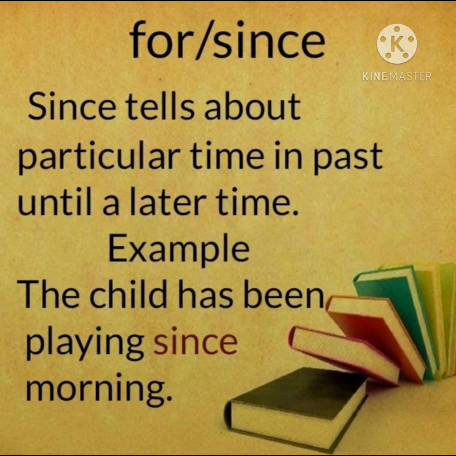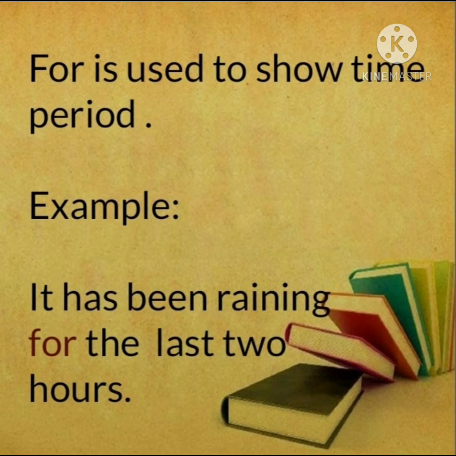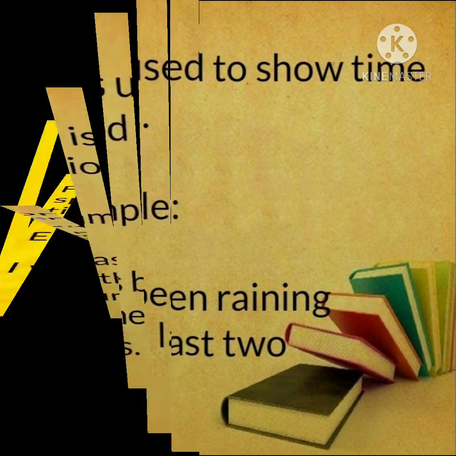That means the child started playing in the morning at a particular time in the morning and he or she is still playing. As the preposition since talks about something that started at a particular time in the past and still going on, the preposition for explains the time period. For example, it has been raining for the last 2 hours. That means that the rain started 2 hours ago and still it is raining at the time of speaking.